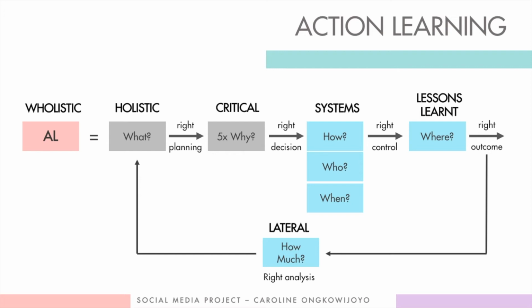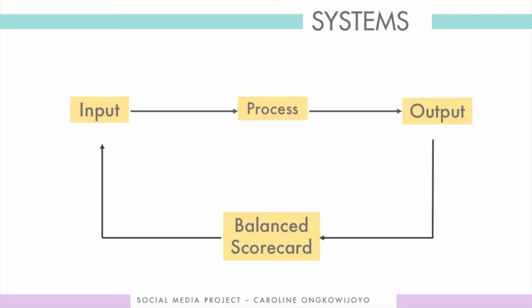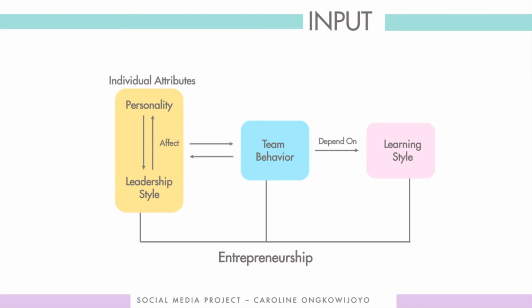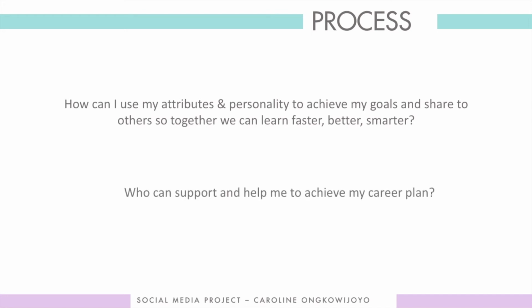To sum all the answer up, I am going to use the input process output diagram and later on use balance scorecard to check. The input will be the personality task that we have covered earlier, and the process will be by answering the two questions. First, how can I use my attributes and personality to achieve my goals and share to others so together we can learn faster, better, and smarter? And then, who can support and help me to achieve my career plan?